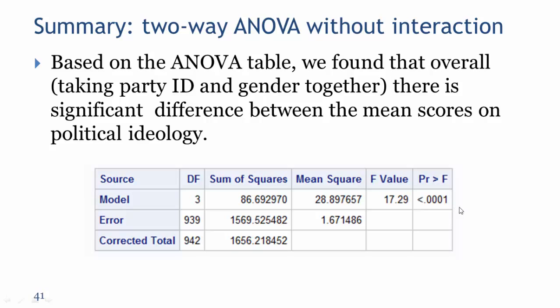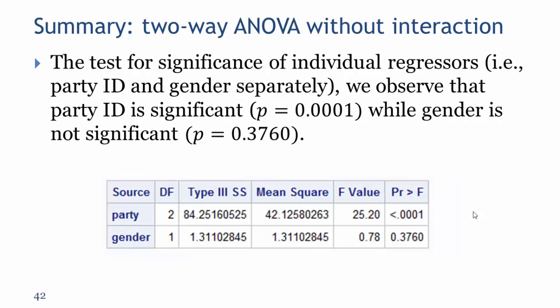Okay, so that's what this ANOVA table tells us, which is good. So we can go ahead with this analysis and test for the individual significance, the individual importance of each of the regressors, and that we get from this table. This is a type 3 sum of squares table.